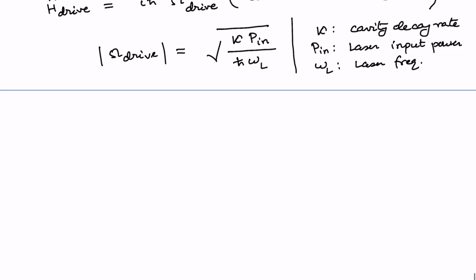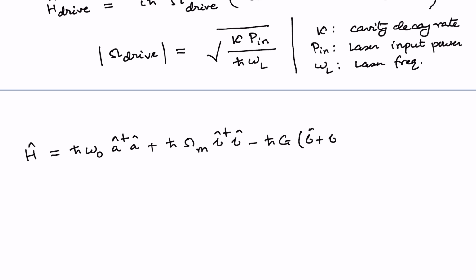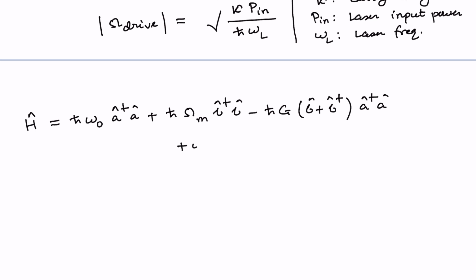So with this I have my full Hamiltonian now. H is equal to ħω0 a†a plus ħΩ_m b†b minus ħZ (b + b†) a†a plus iħΩ_drive (a† e to the power minus iω_L t minus a e to the power iω_L t).